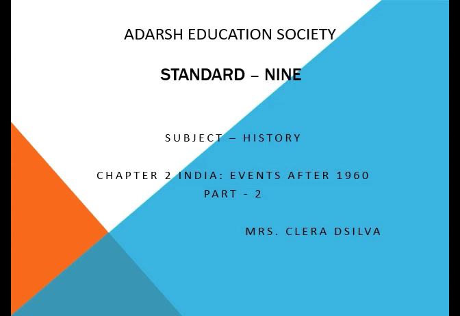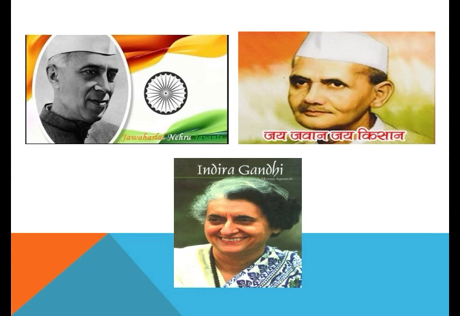Today we are going to start history chapter number 2, India: events after 1960, part 2. In the earlier part 1, we have studied about India's Prime Minister Pandit Jawaharlal Nehru. He was the architect of India's foreign policy. His contribution to the social and economic development of India is significant. Pandit Jawaharlal Nehru passed away in 1964. After his death, Lal Bahadur Shastri succeeded him and became the next Prime Minister of India.